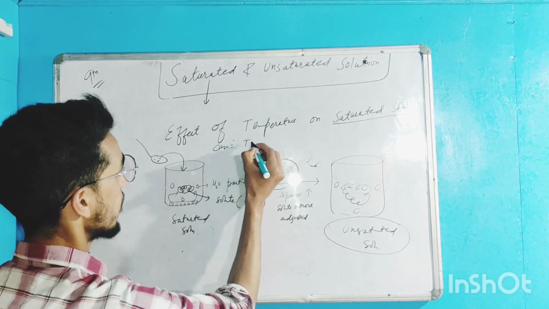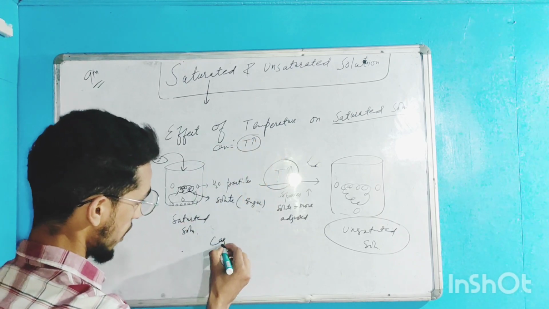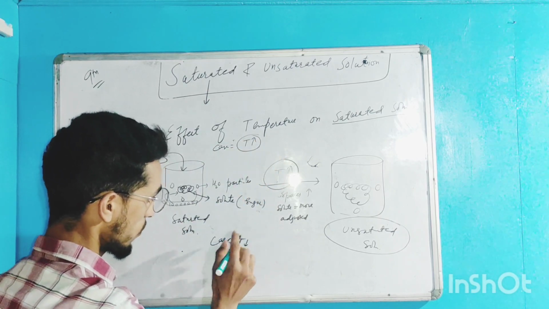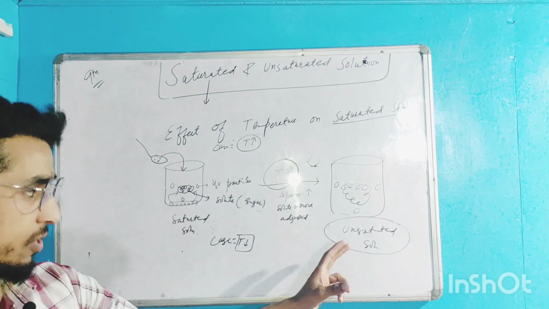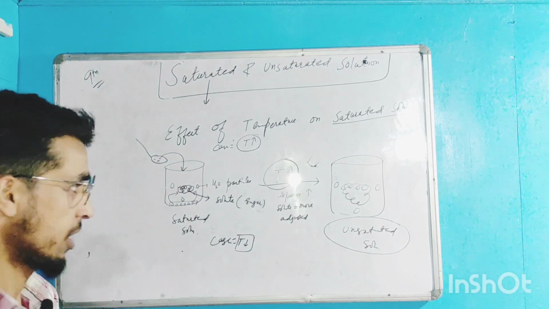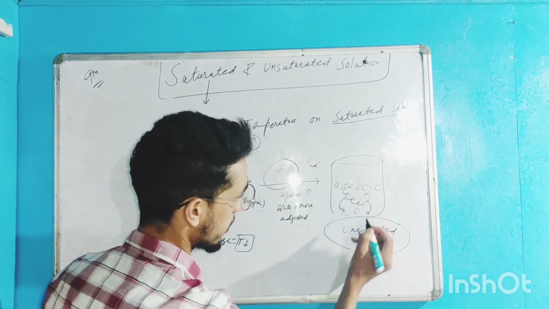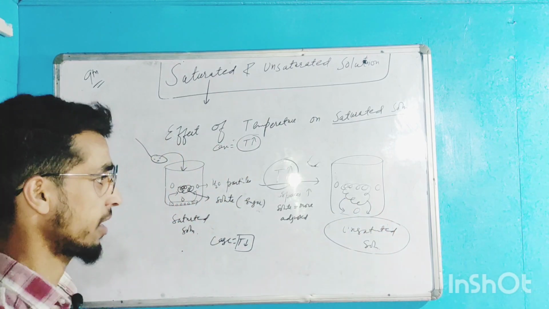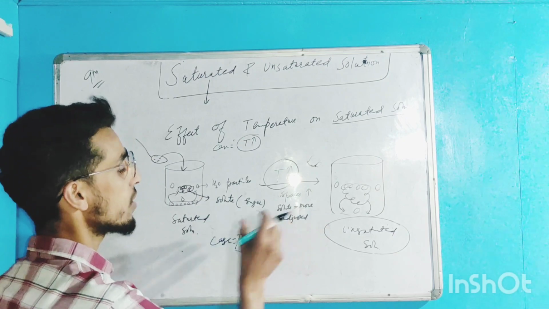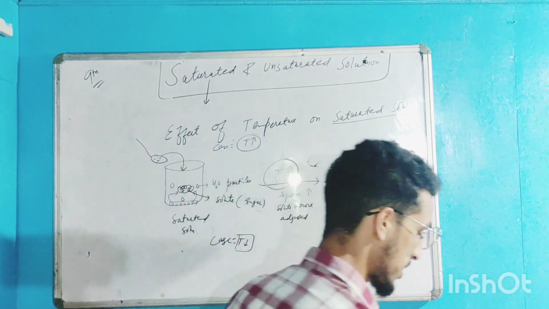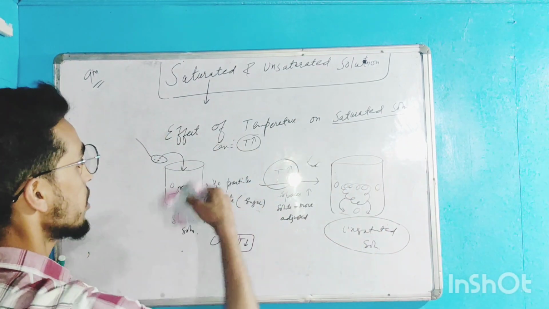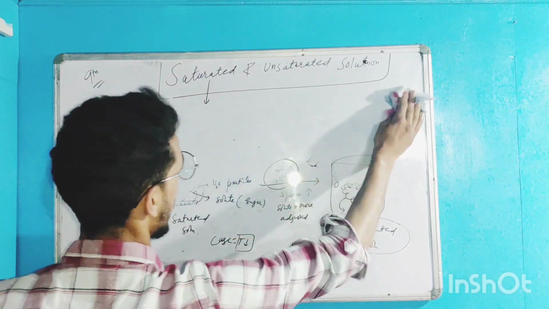Case first means on increasing temperature. Iska opposite case kya hoga? On decreasing temperature. Once we decrease temperature, what will happen? Unsaturation will again shift towards saturation because the spaces will decrease and these solute particles will go back to the bottom. They will settle there and now the solubility has been decreased. So there is also a new concept of solubility. Now from this picture, we can understand the concept of solubility.